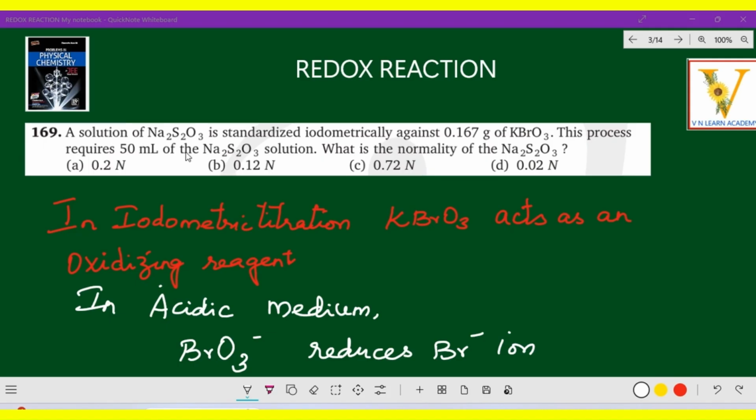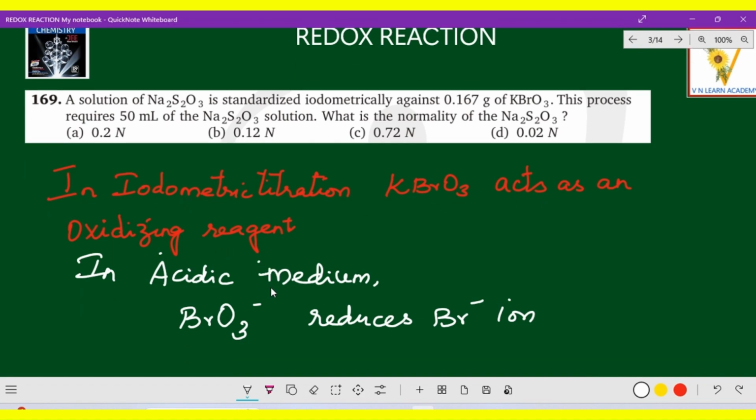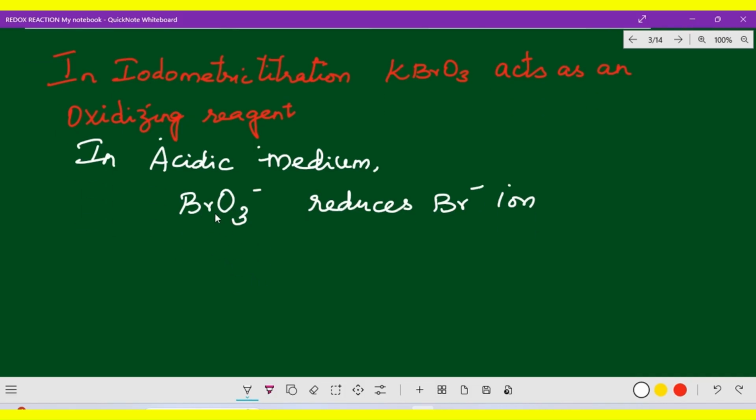Okay, now here they have mentioned thiosulfate only, so sodium thiosulfate, it is 50 ml. Now we have to convert that 50 ml to liter. And one more thing: a solution of sodium thiosulfate is standardized iodometrically against 0.167 gram of potassium bromate. So they mentioned very clearly, iodometric titration. In iodometric titration, potassium bromate acts as an oxidizing agent in the acidic medium. Here the bromate ion reduces to bromide ion, right?